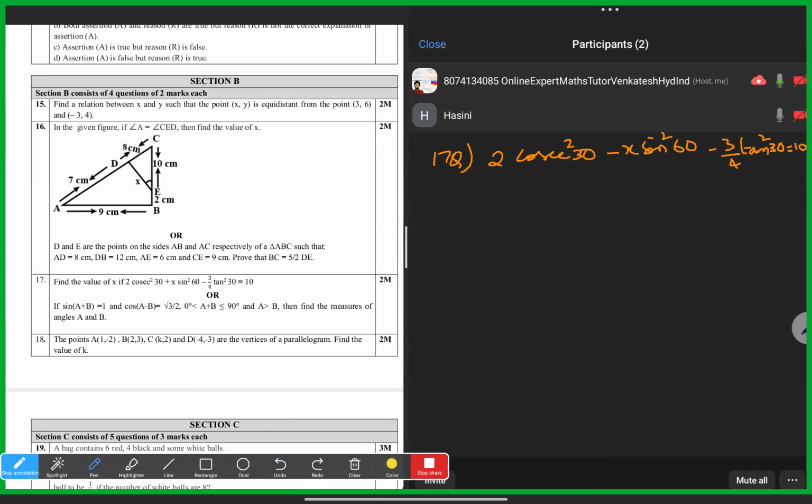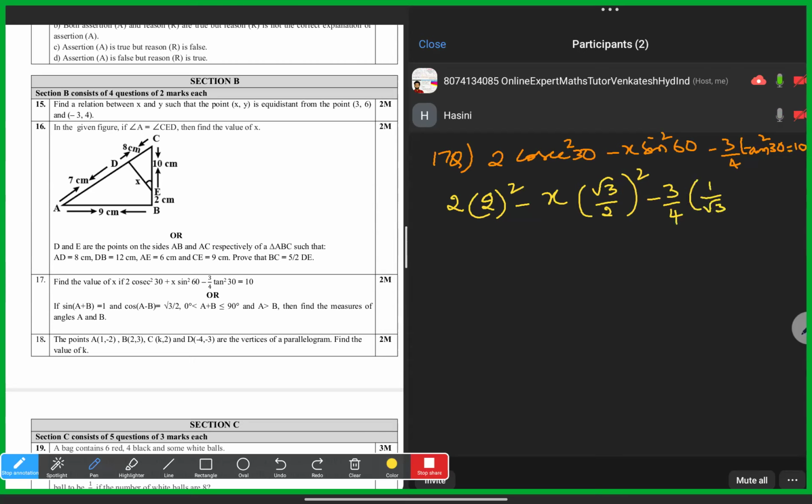So root 3 by 2 whole square, minus 3 by 4 into tan square 30. Tan 30 is 1 by root 3, and square is there, so 1 by root 3 whole square is equal to 10. Any doubt? No, sir. So now we just have to simplify this equation.